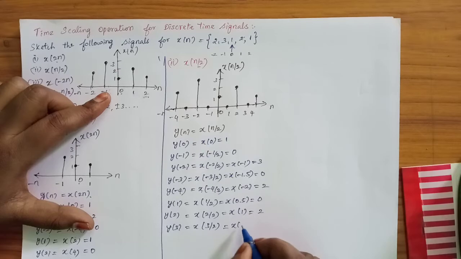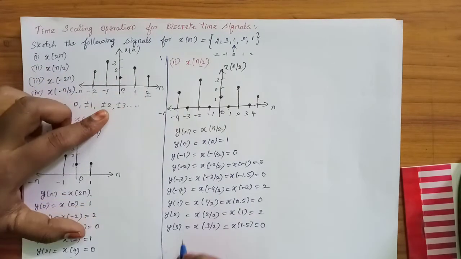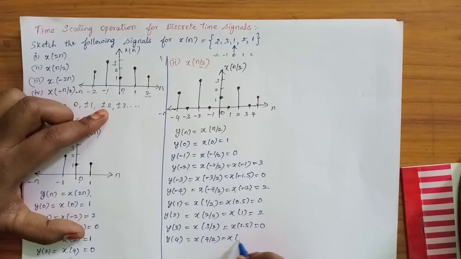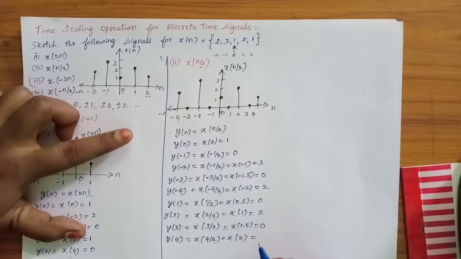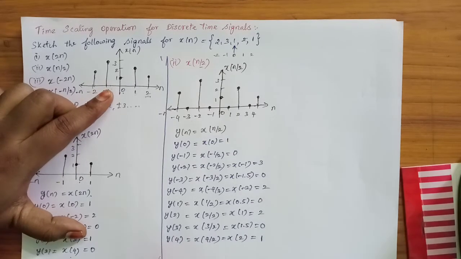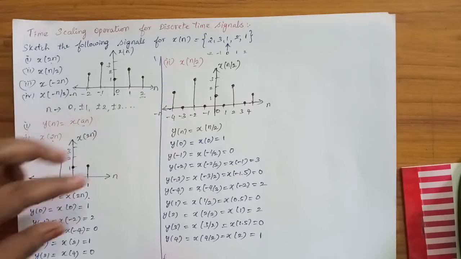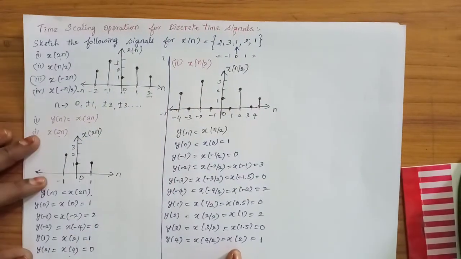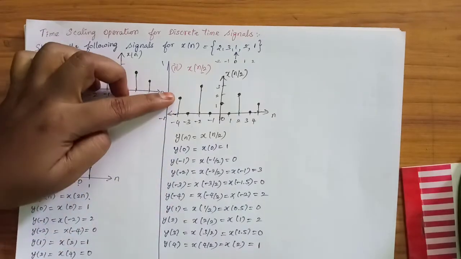which is equal to x of 1.5. At 1.5 we don't have any signal, and y of 4 equals x of 4 by 2, which is equal to x of 2, and x of 2 equals 1. Okay, so after x of 2 we don't have any signal, so we can stop here itself. So now we will check with the resultant signal.